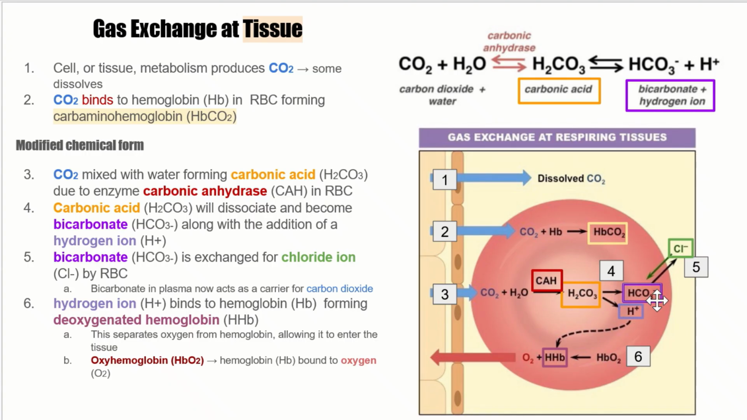Bicarbonate is going to be exchanged for chloride, for this chloride ion. So the bicarbonate is what's going to be within the plasma and carried that way as that form of carrier for carbon dioxide. And then that hydrogen ion is going to bind to the hemoglobin right here and form that deoxyhemoglobin, so that unloading of oxygen into the tissue.